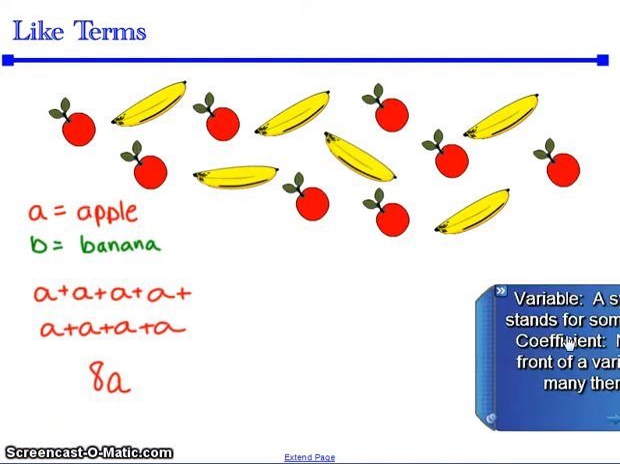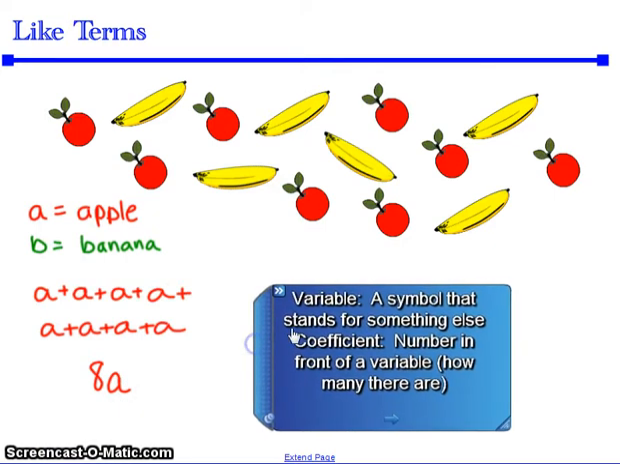So just to be clear, what I have here is a variable. So that's the a, and that's a symbol that stands for something else. a stands for apple. And now this 8 is called a coefficient. And what that 8 is doing is it's the number in front of the variable, and that's telling us how many there are. There are 8 a's.